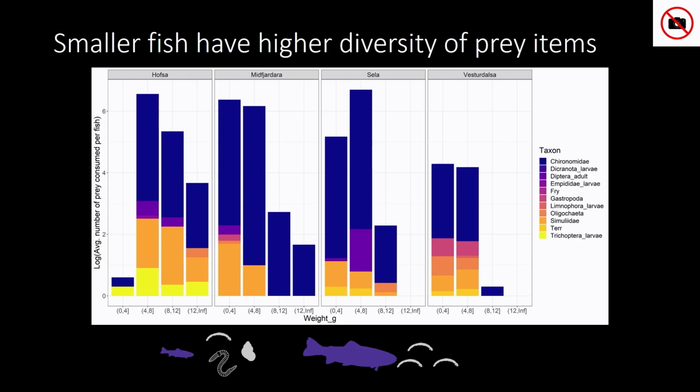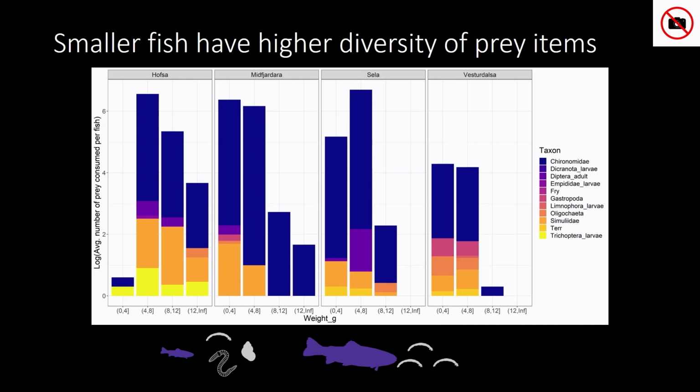Next, we're going to look at the stomach samples and what exactly the salmon are eating. Again, on the y-axis is a log scale of the log abundance of prey items consumed. On the x-axis, these are weight classes of juvenile Atlantic salmon, so on the left we have the smaller salmon and on the right the larger salmon.